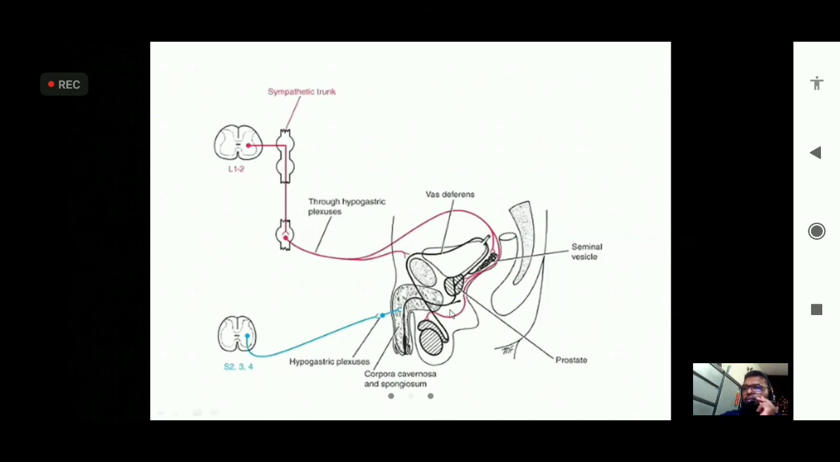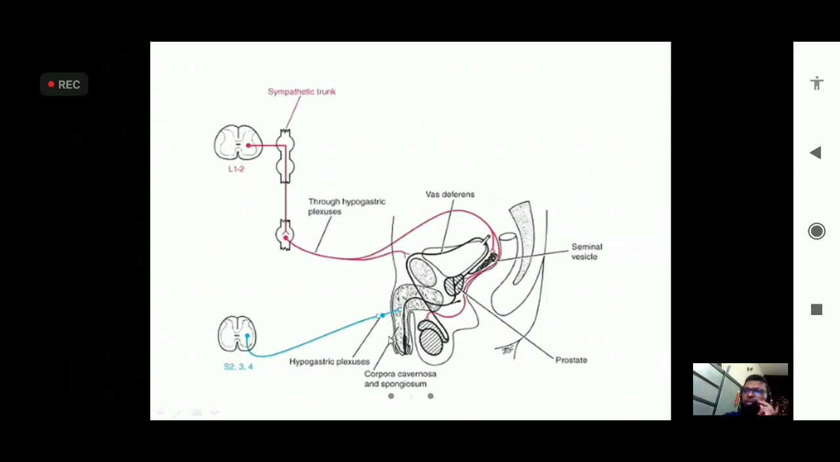Okay, so this is all about the male reproductive system. There are so many things more, but we can have a basic idea of the male reproductive system if we just follow these basic principles. That means there is the sympathetic system. What is the role of the sympathetic system on the male reproductive system? What is the role of the parasympathetic system? Sorry, this one is the parasympathetic one and this one is the sympathetic one.